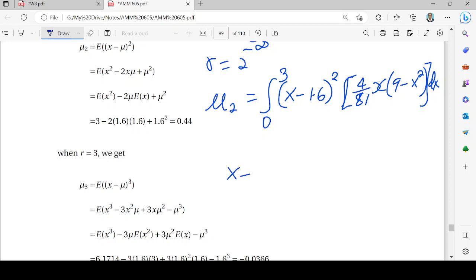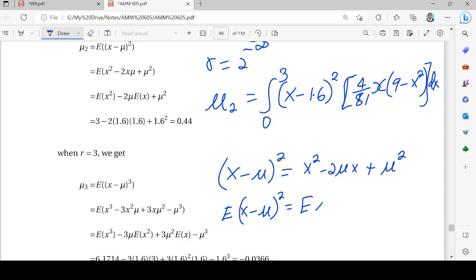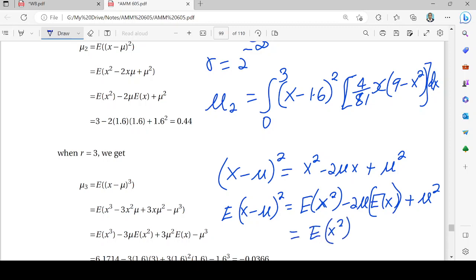Notice that (x minus mu) squared, as we had seen earlier, is the same as x squared minus 2 mu x plus mu squared, so that the expected value of (x minus mu) squared will be the expected value of x squared minus 2 mu times the expected value of x plus the expected value of mu squared. The expected value of the square of the mean is just the square of the mean. But this one is the mean, so this becomes the expected value of x squared minus the square of the mean.